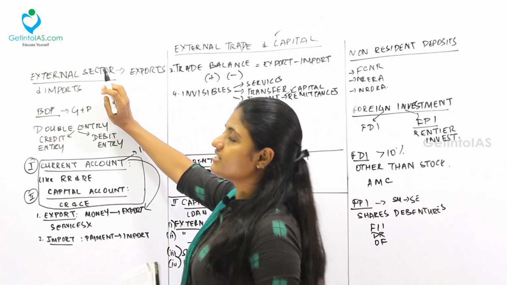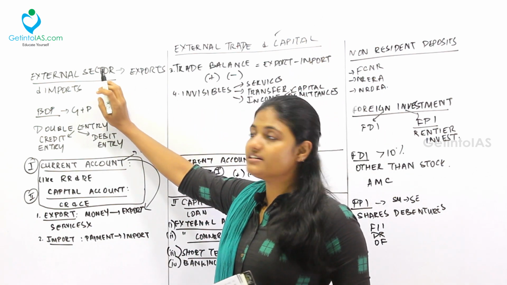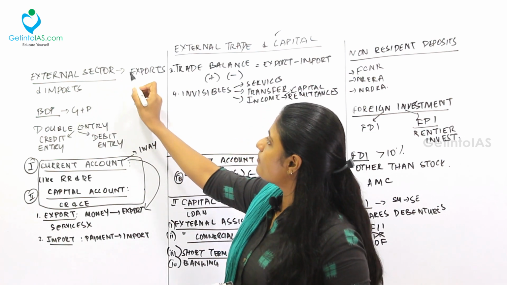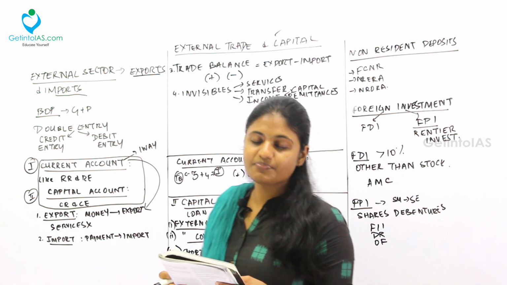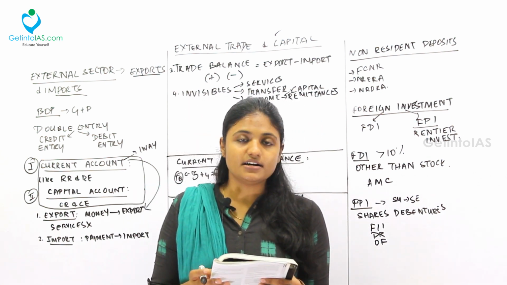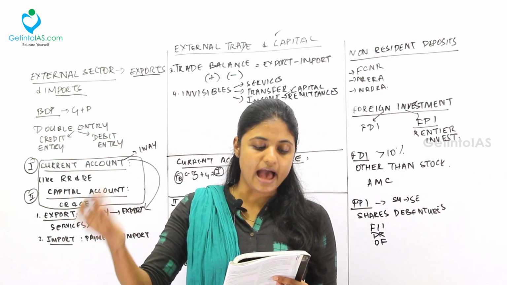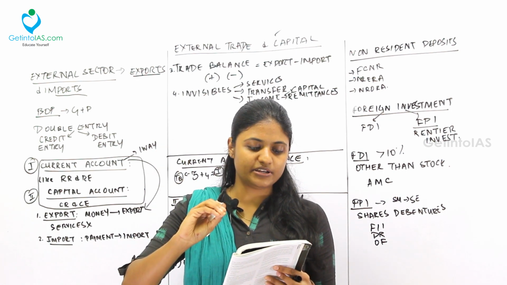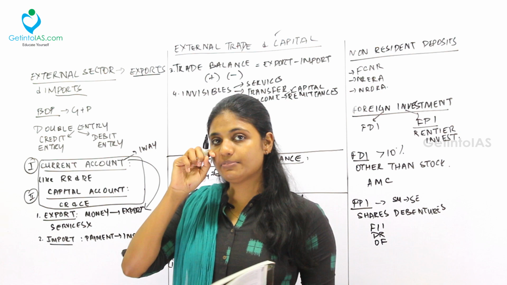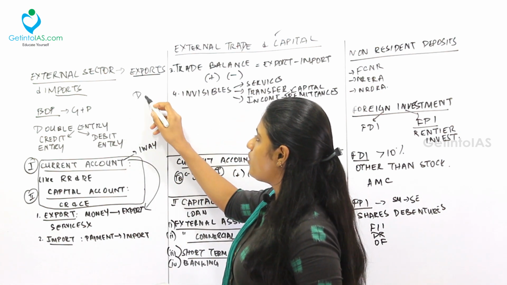What is called an external sector? Normally, the external sector comprises the exports and imports within the country. It deals with the export and import of goods and services and the financial capital between nations. Financial capital is like the debt instruments, like bonds and shares.